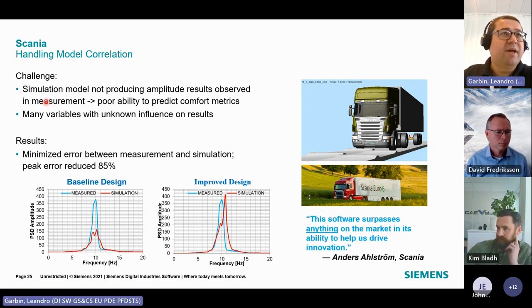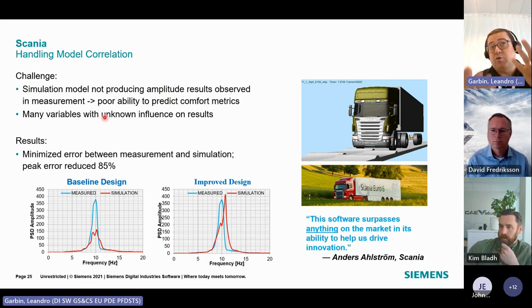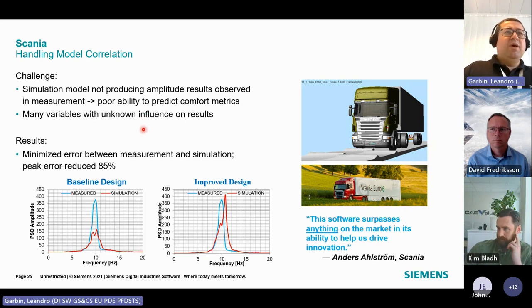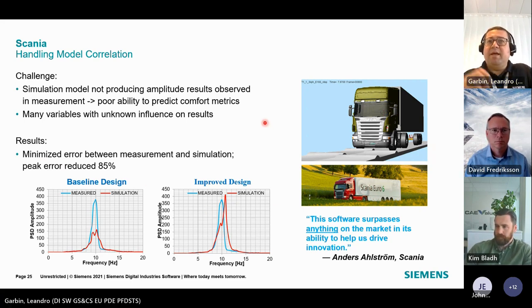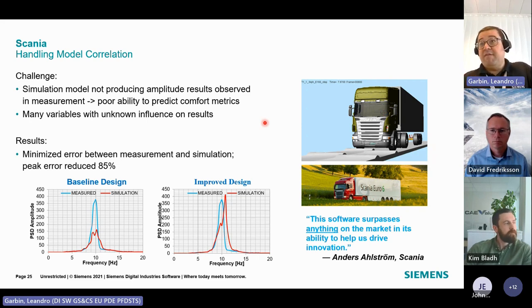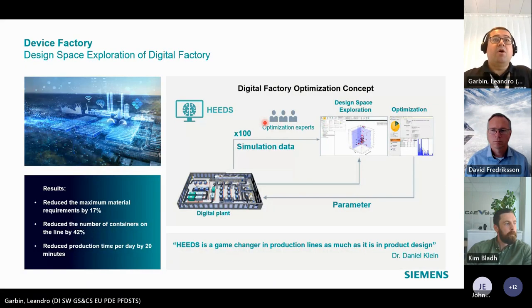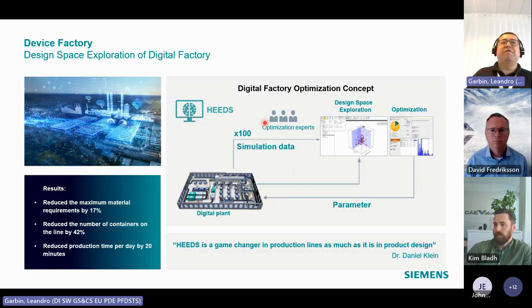And the challenge over here, as I mentioned, is to simulate the model, not produce amplitudes, the result of the observation on the measurements. As I told you, it's a correlation between experimental analysis and simulation, with many variables. And the objective over here is to reduce the errors by 85%. So that one is another example of HEEDS in combination with a software for vehicle dynamics.